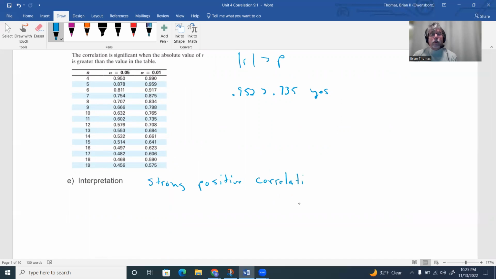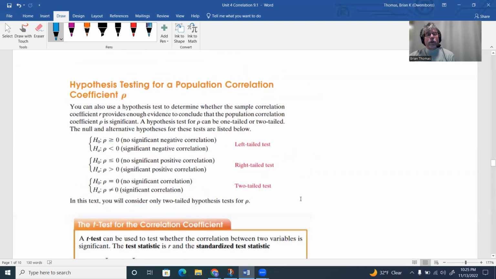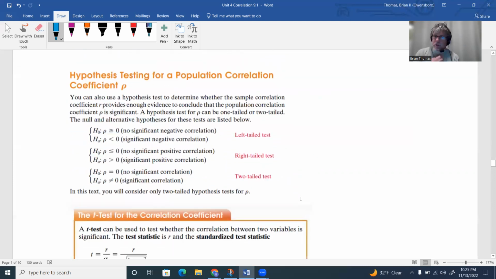I should say strong positive linear correlation, since we are talking about lines at this time. So the thing is, we have what we call hypothesis testing. Right now for us, remember how we have the null hypothesis and alternative hypothesis. What we're going to focus on in this unit is just this two-tailed hypothesis.